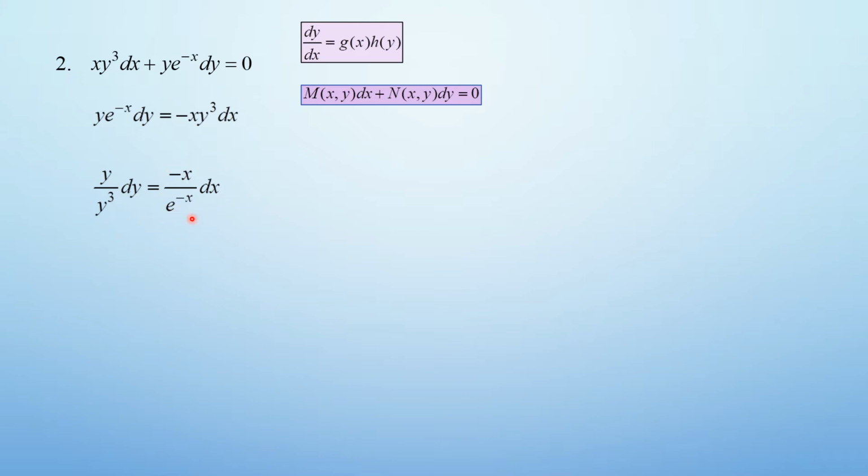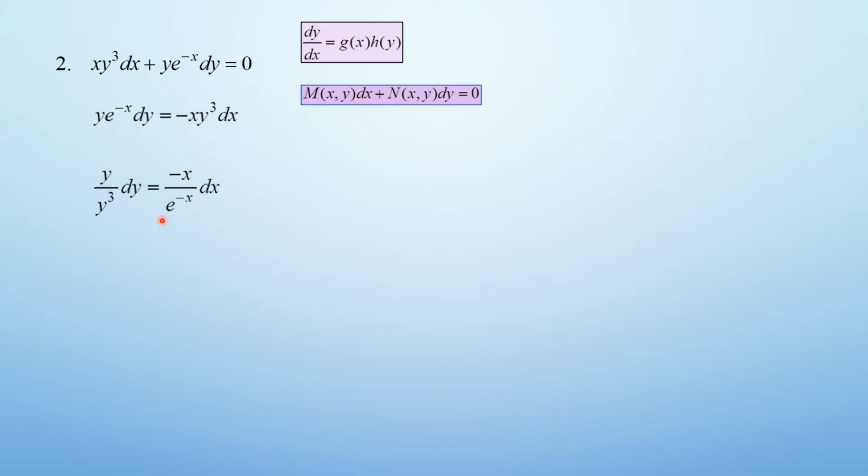The variables have been completely separated, and therefore we are sure that the equation that we are dealing with is a separable equation. Suppose we find out that it is impossible to separate the variables, then we conclude that the given equation is not a separable equation. So this is a separable equation.